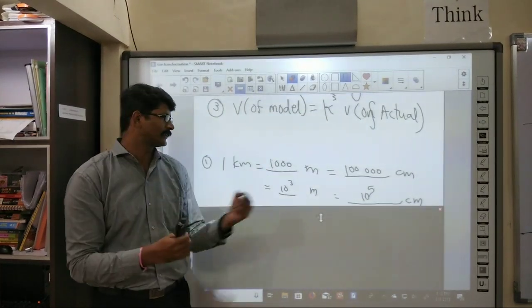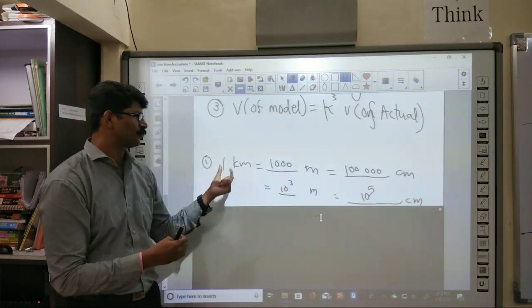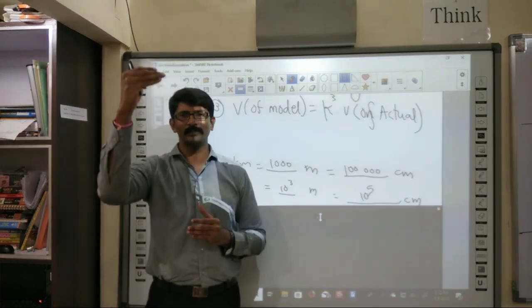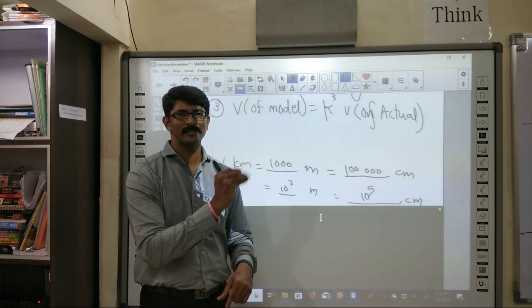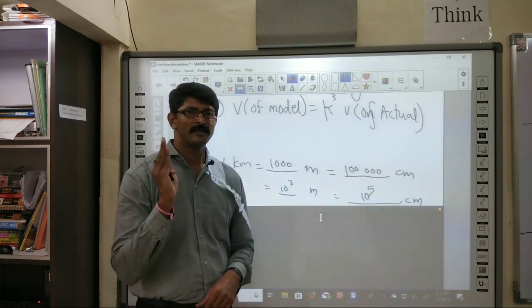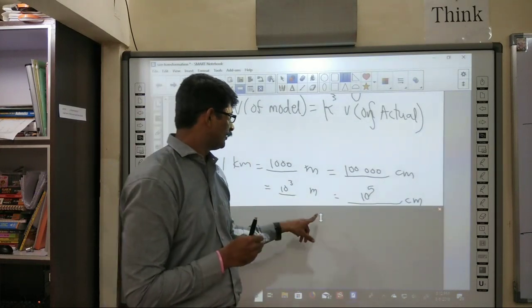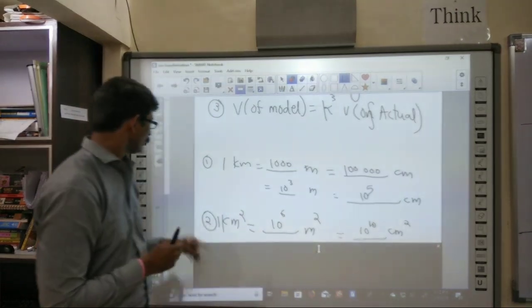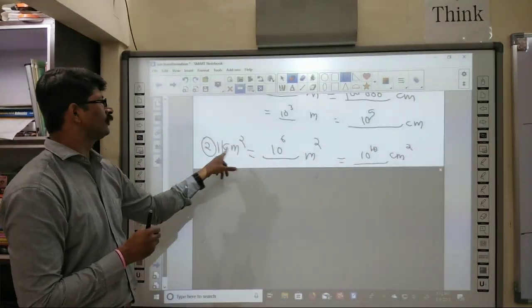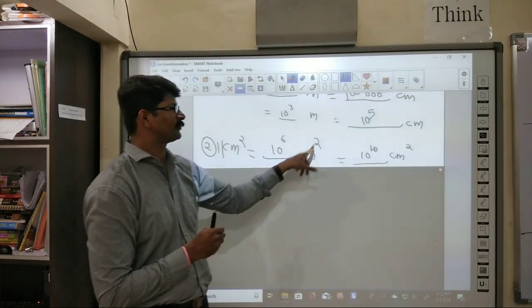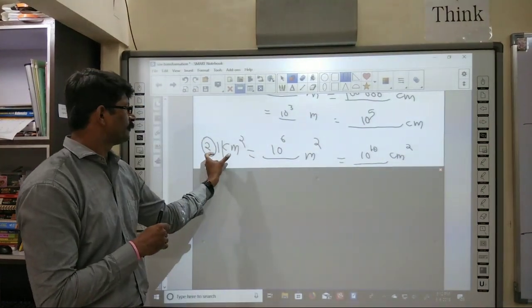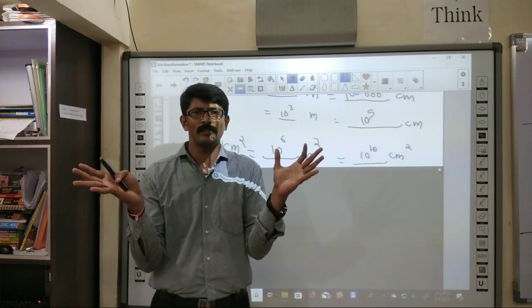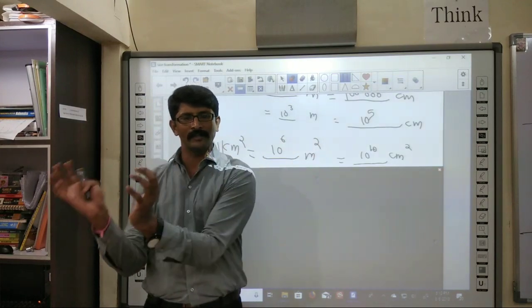Vice versa, in case you have to convert 1 meter to kilometers, it will become 10 raised to power minus 3. And if 1 centimeter is equal to dash kilometers, it is 10 raised to power minus 5 kilometers. Very good. So the next thing is 1 kilometer square is equal to 10 raised to power 6 meters square. Now how exactly has this occurred? See, 1 kilometer square. What is 1 kilometer square? 1 kilometer into 1 kilometer.